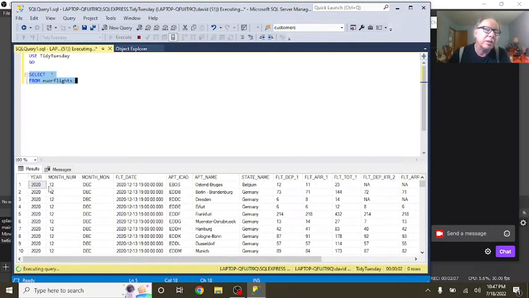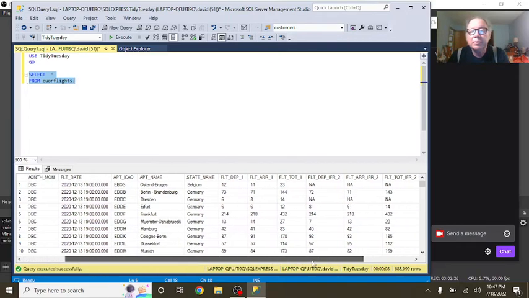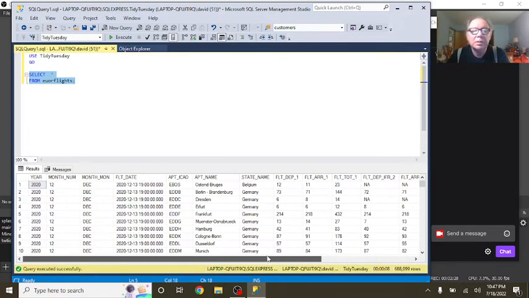So the year the flight took place, the month it took place, the month, December. So here it says 12/20/22, right? But we come over here, state name Belgium.